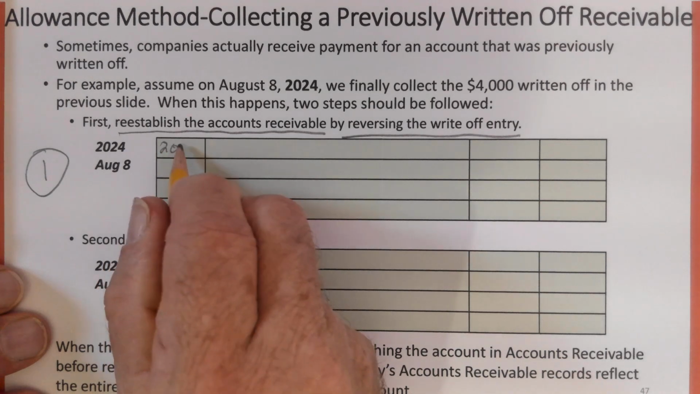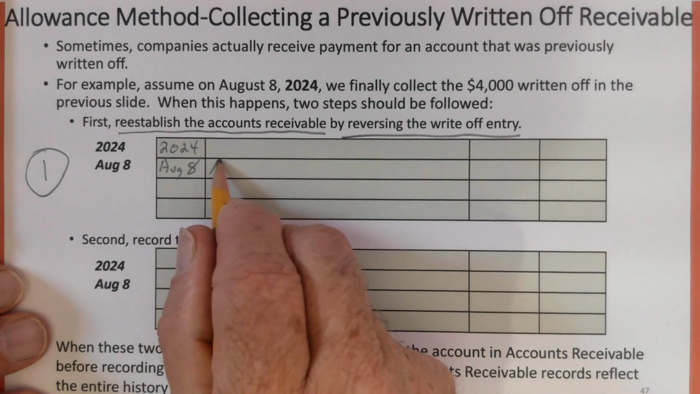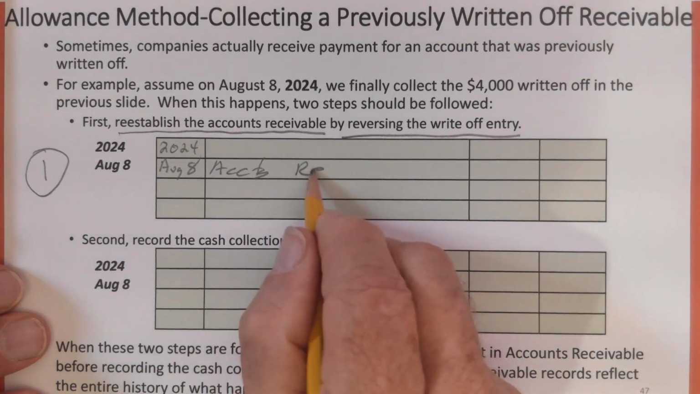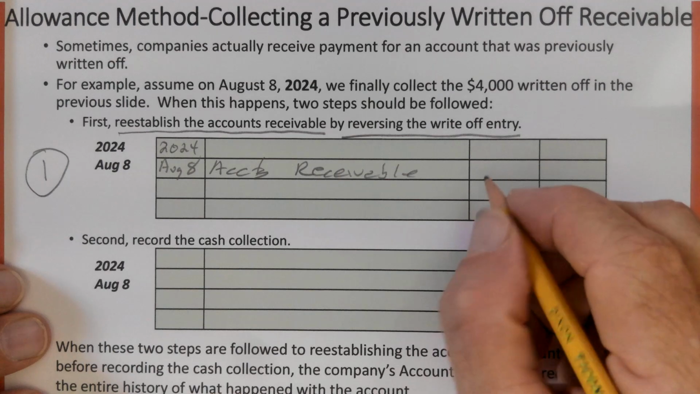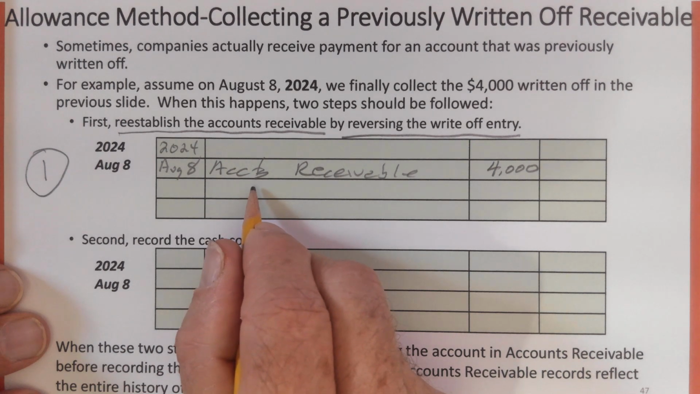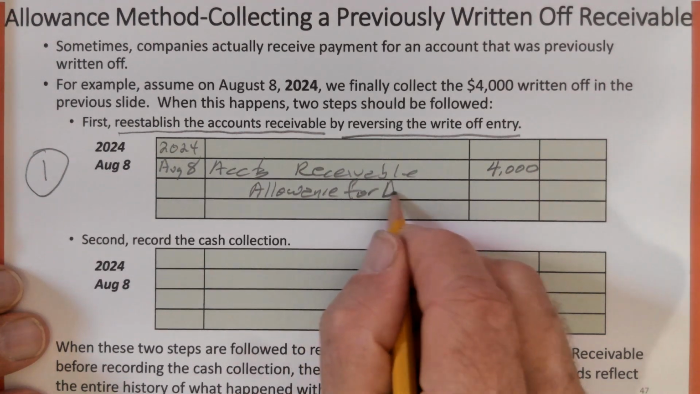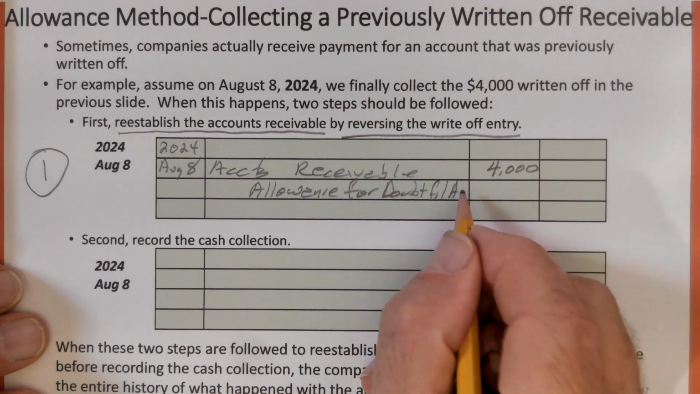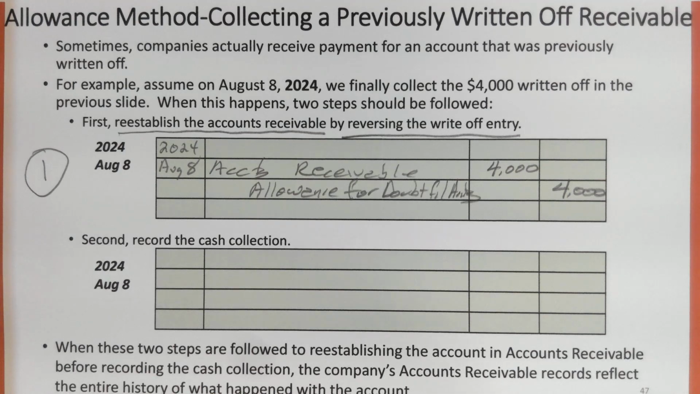So in 2024, August 8th, we're going to reverse the write-off by debiting accounts receivable, abbreviating a little bit for the sake of time again, $4,000. And then we are going to credit the allowance for doubtful accounts, $4,000. That reestablishes the accounts receivable. So now this accounts receivable record is fairly complete. The only thing missing is the payment that we received.